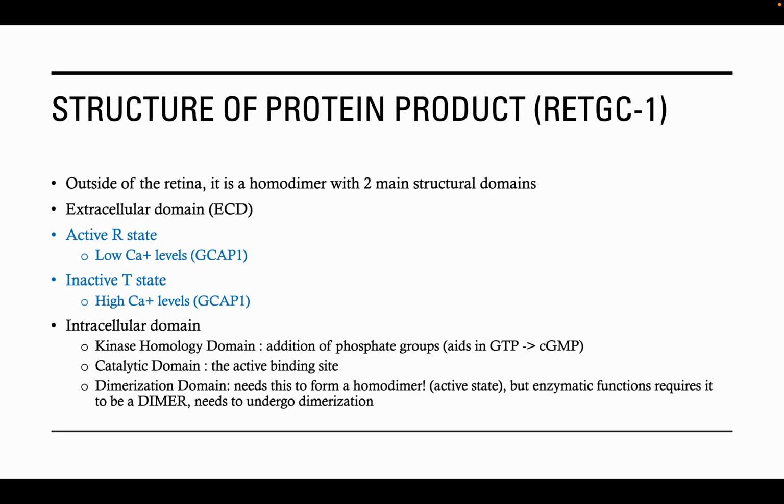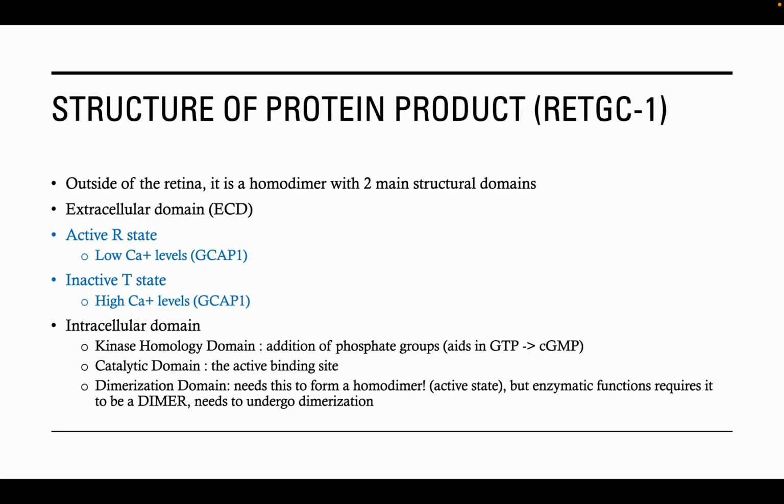GCAP activates the RET-GC1, which in turn flushes the calcium in. So the inactive T state, when it's not working, is basically when there's already a lot of calcium inside the cell, so it doesn't need to open that domain. That's why we call it the inactive state.